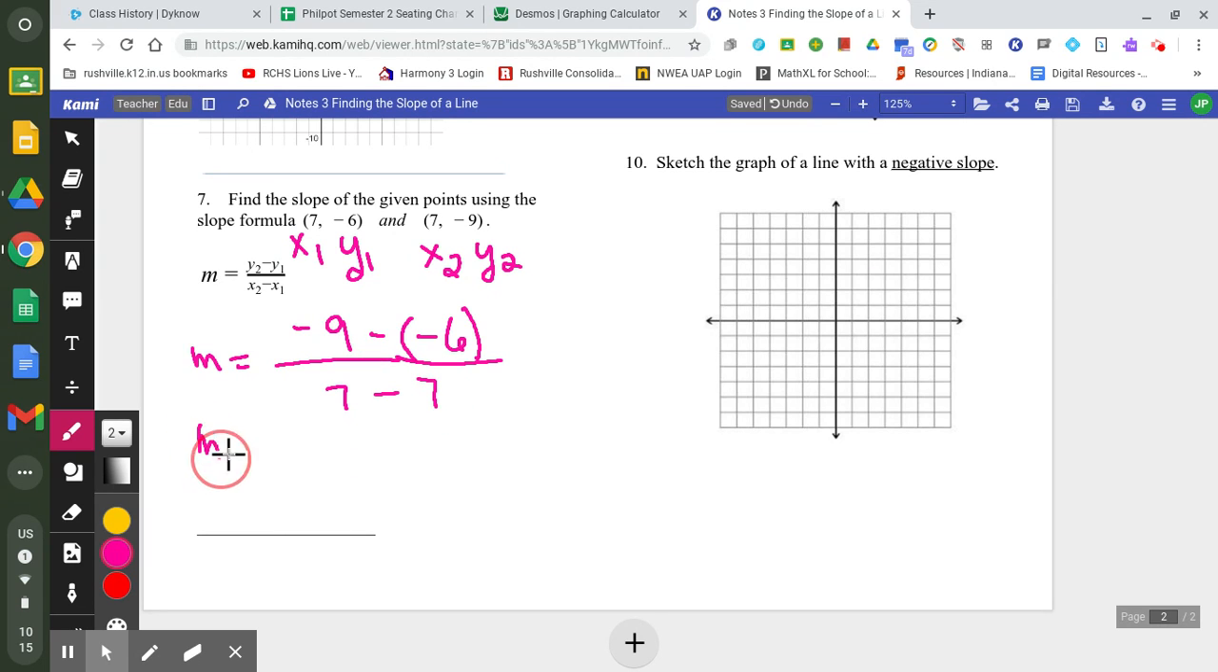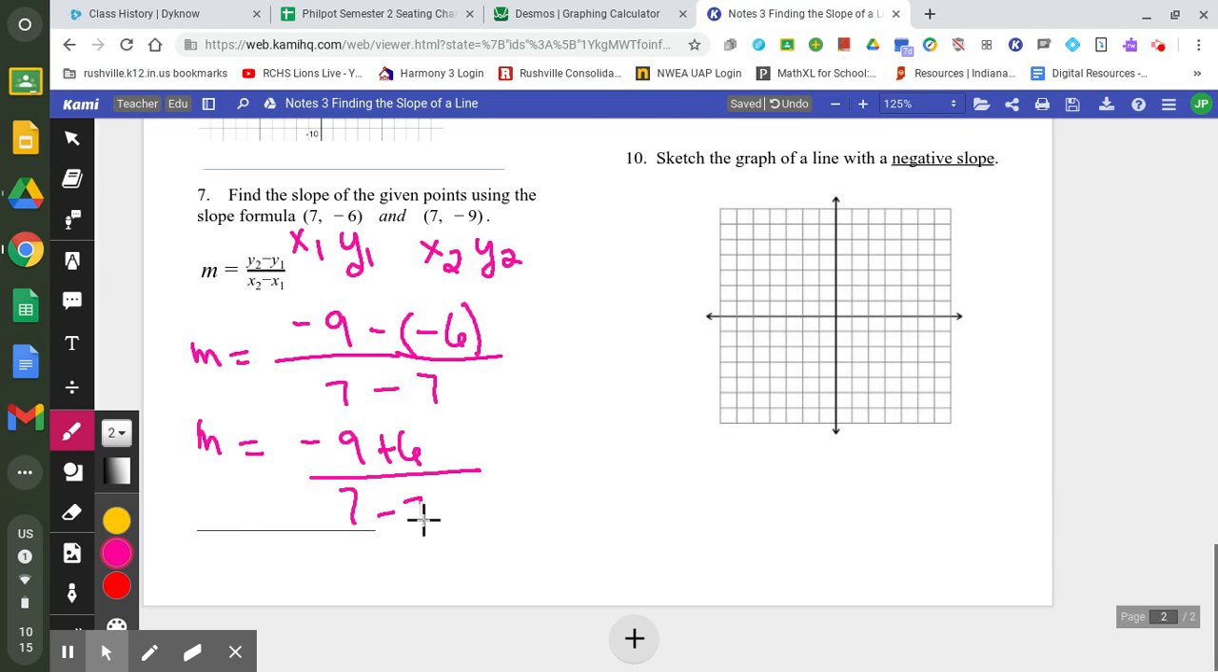So when I simplify this, I've got -9 plus 6, because negative minus a negative is a plus. 7 minus 7. And then m equals -9 plus 6 is -3 over 7 minus 7 is 0. And we can never leave 0 on the bottom of a fraction. So this one, the slope is undefined.